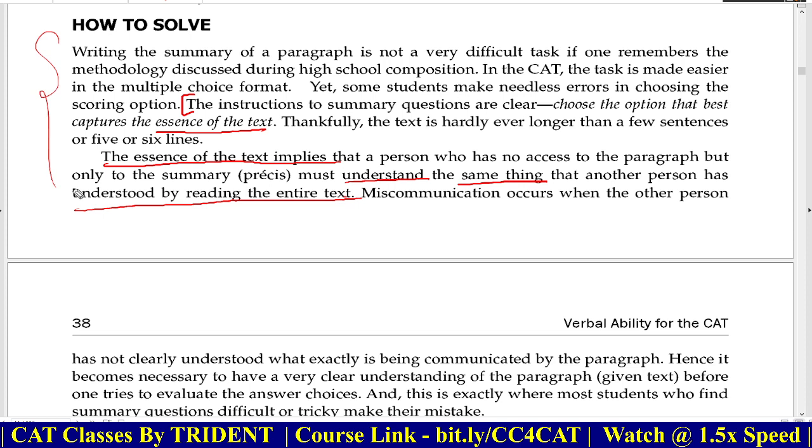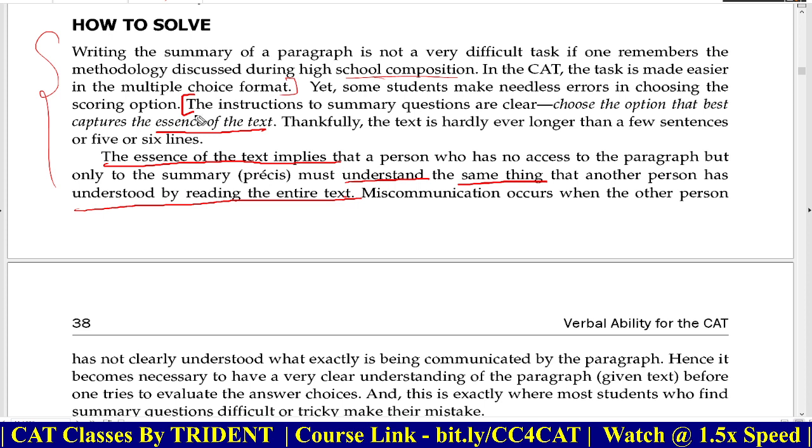Now, first of all, we'll understand that, I'll read out what he has written. Writing the summary of a paragraph is not a difficult task if one remembers the methodology discussed during high school compositions. Now, in CAT, the task is made easier in the multiple choice format.